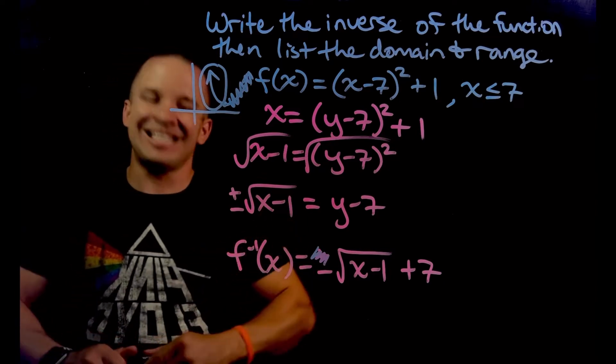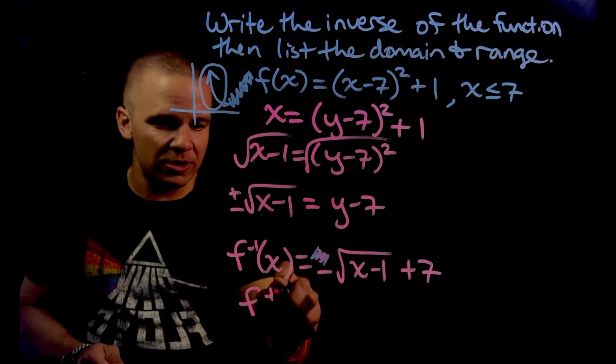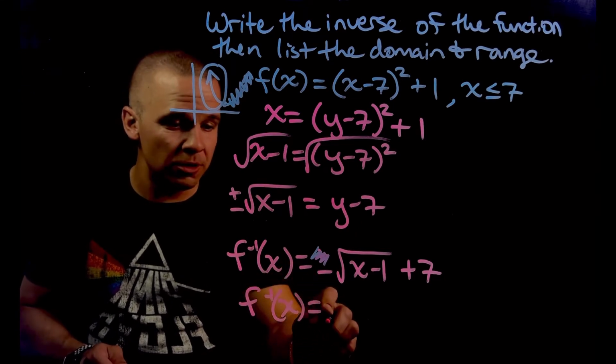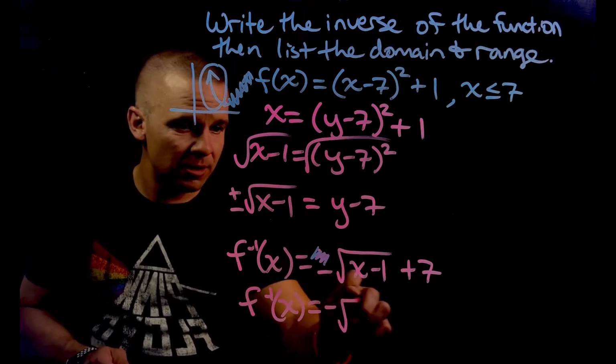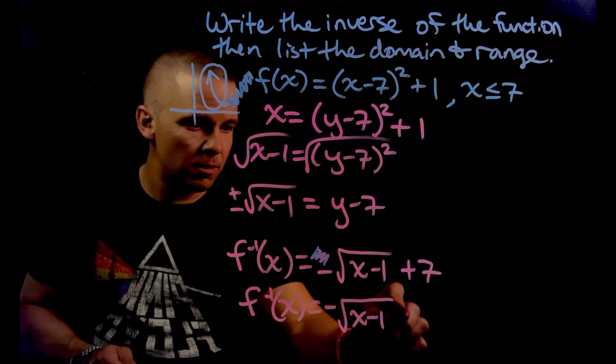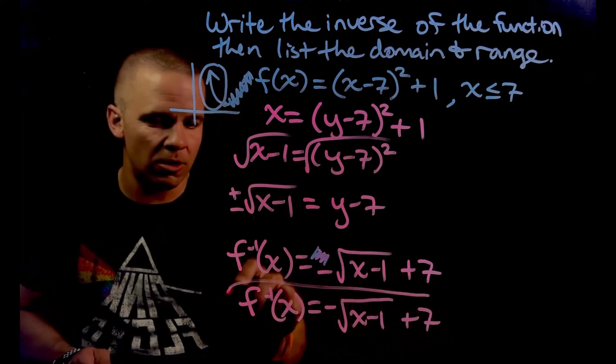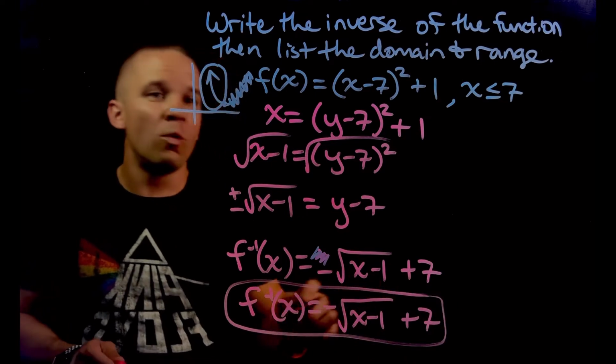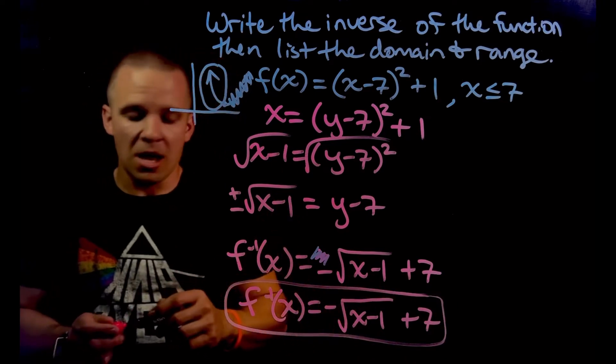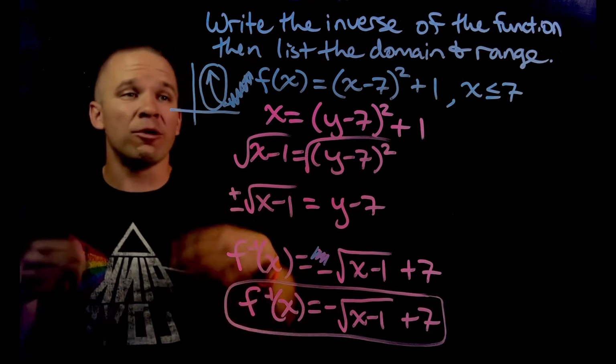Let's write that again nice and clean. We're going to have f inverse of x is equal to negative the square root of x minus 1 plus 7. We are cruising, dogs. All right, let's get some domain and range restrictions.